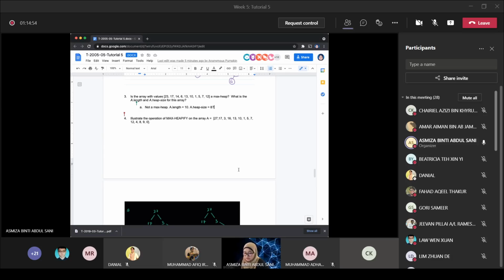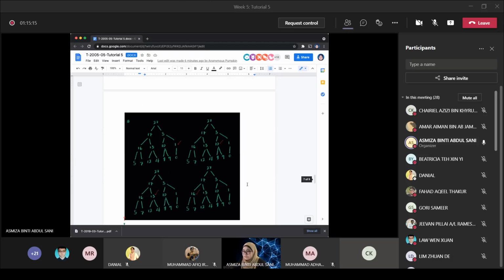So basically the step for max heapify is that you look at the parent node, you look at the left, you look at the right. If you have any left or right children that is bigger than the parent, you need to find which one is the largest child, and you have to swap it with the parent. Okay, so that is the step for max heapify.